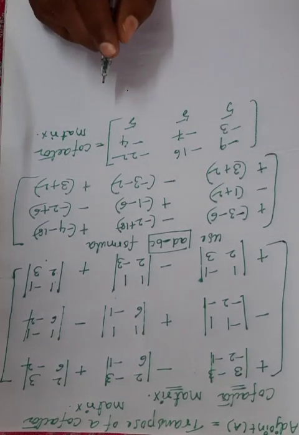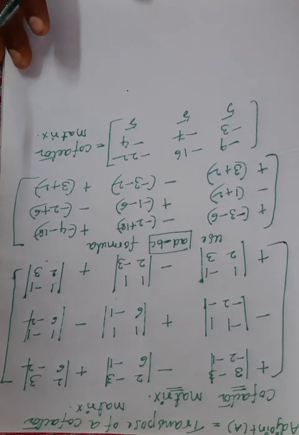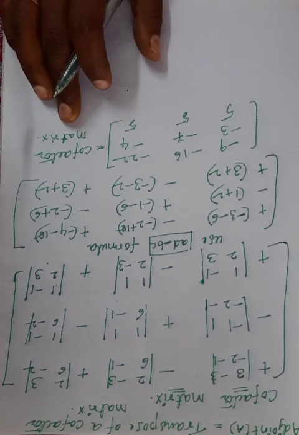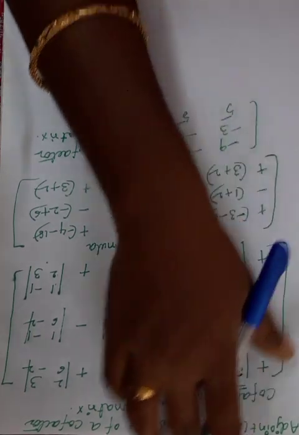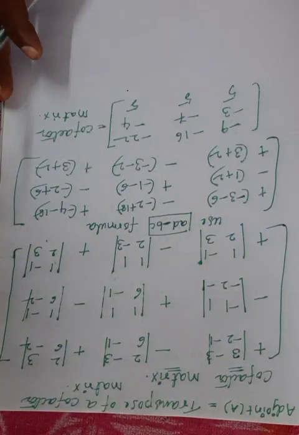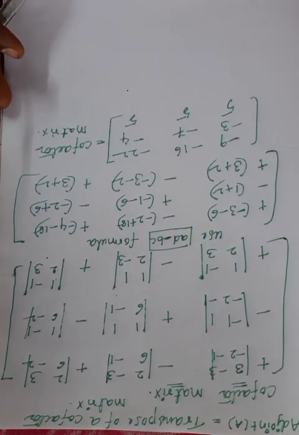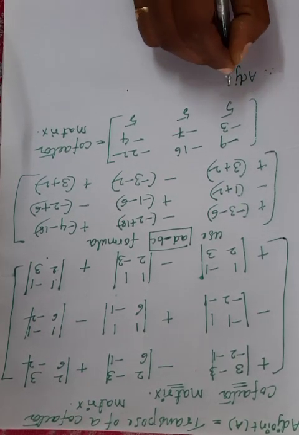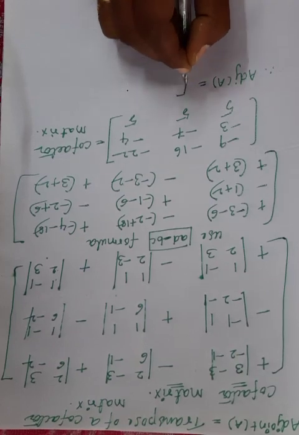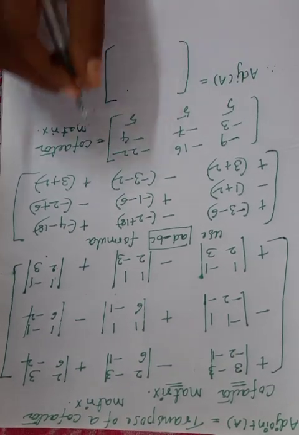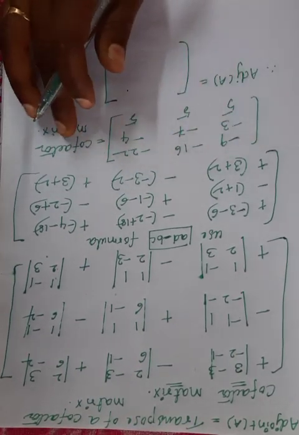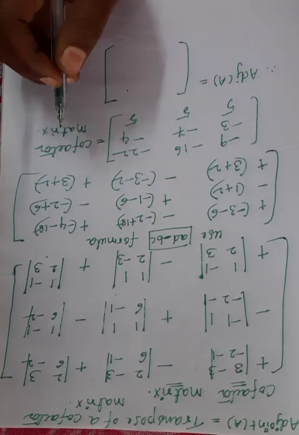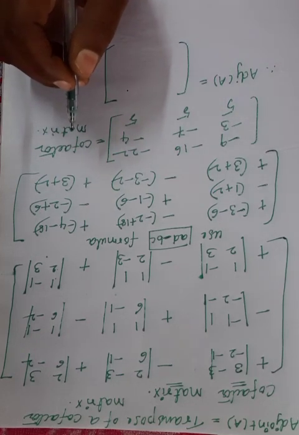So after getting the cofactor matrix, we have to do the transpose of this cofactor matrix in order to get the adjoint of A. So here, adjoint of A is the transpose of the cofactor matrix. Therefore, adjoint of A is equal to, here we have to do the transpose for this cofactor matrix. Transpose means all the rows should be written as columns.